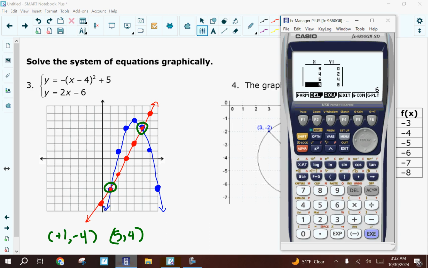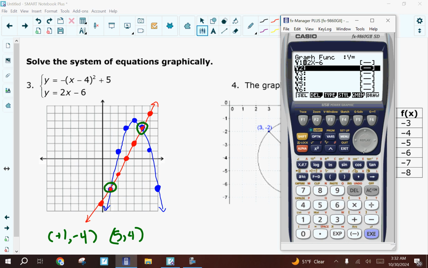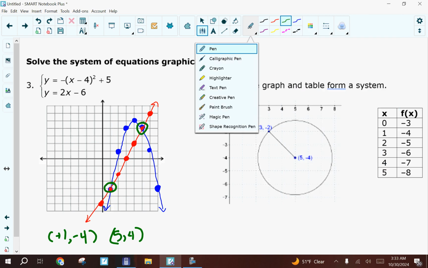Now, if you wanted to do this from the actual graphs, we can head over to the picture, and we can enter both graphs. So x minus 4, close the parentheses and then square it, and then hit plus 5. So it'll show us both pictures. That's exactly what we have. And then we'll hit F5 for the G-solve. And then the fifth one right here is your intersection. So we hit that, and it shows us 1, -4, and 5, 4. So that is correct.